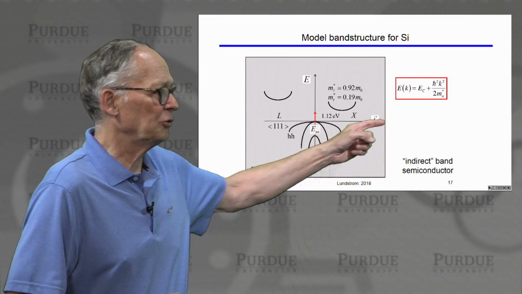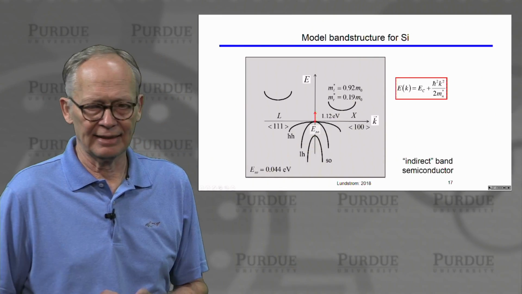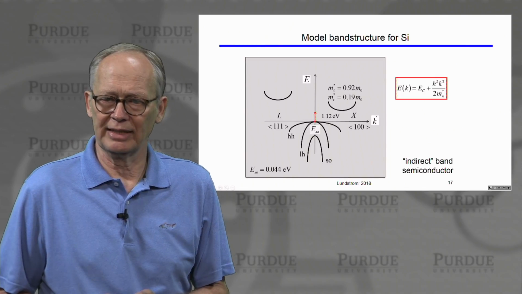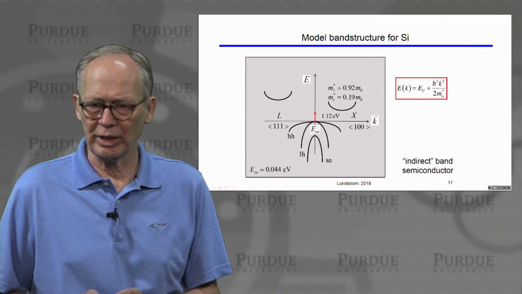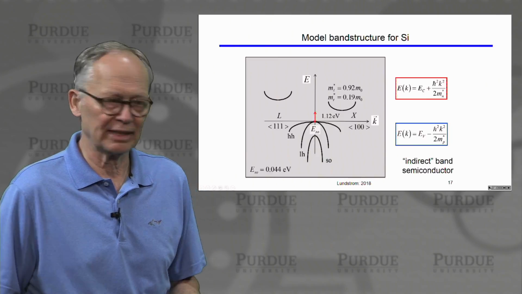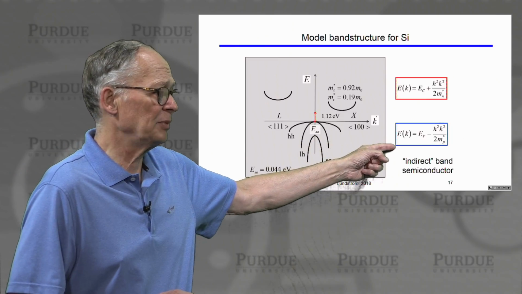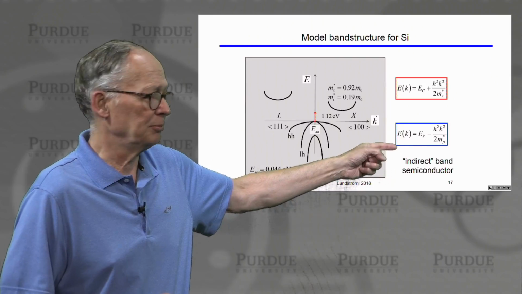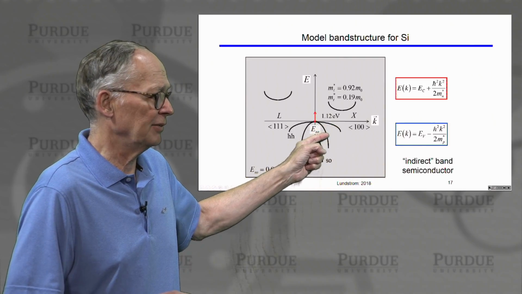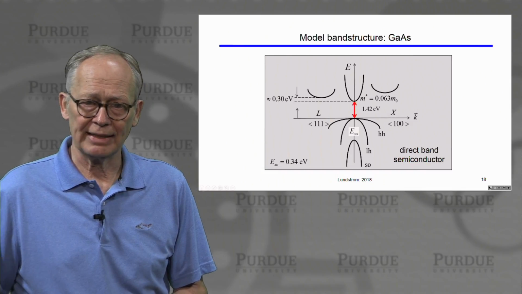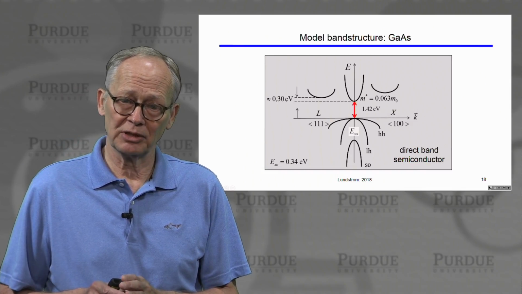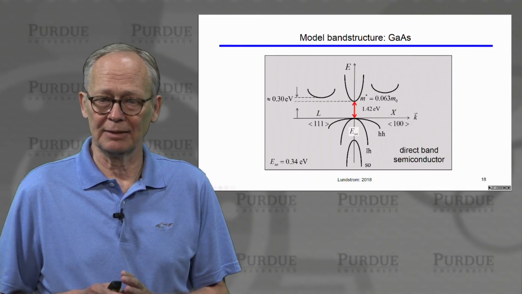So we can describe the surfaces with an E-K relation that's h bar squared k squared divided by 2m, but we'll have different m's in different directions. We can also describe the valence band as a parabolic band, but we have different effective masses for the three different bands. All right, now if we take a different semiconductor material, we'll get a different band structure.